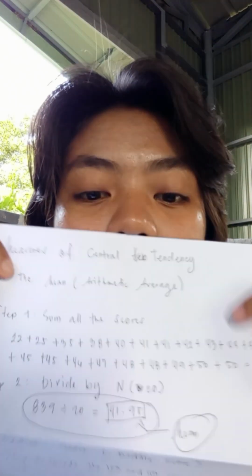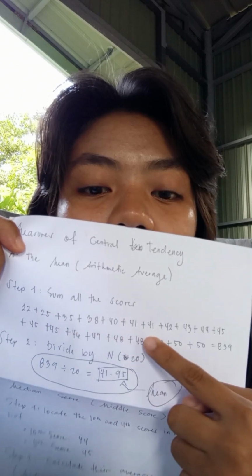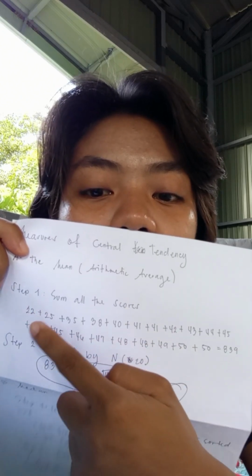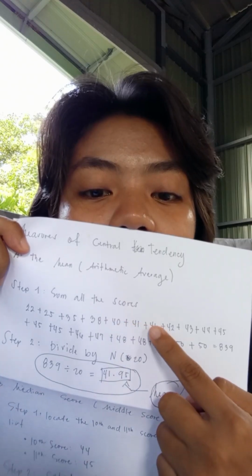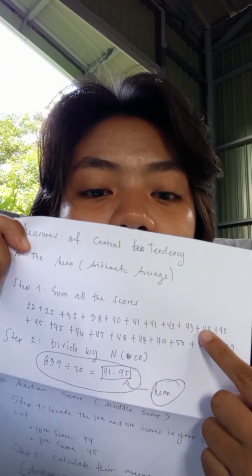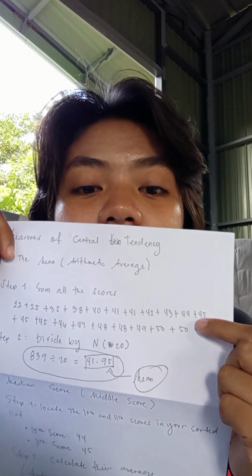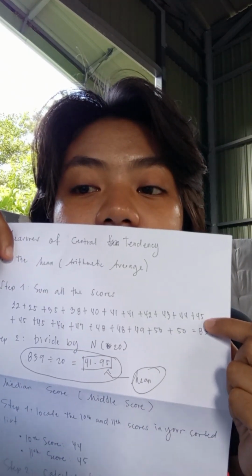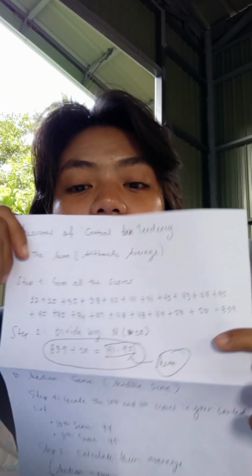As you can see in our data, the 10th score: 1, 2, 3, 4, 5, 6, 7, 8, 9, 10. The 10th score is 44. Then the 11th is 45.